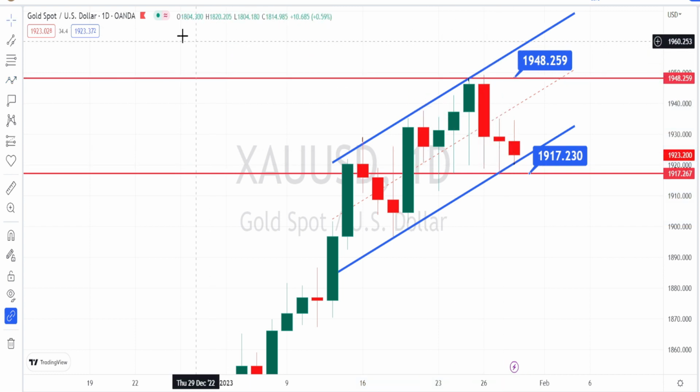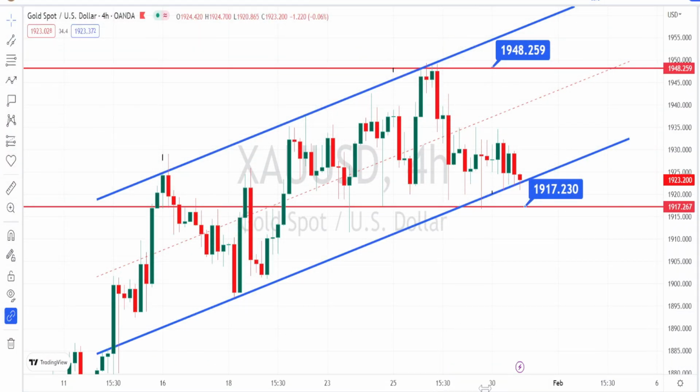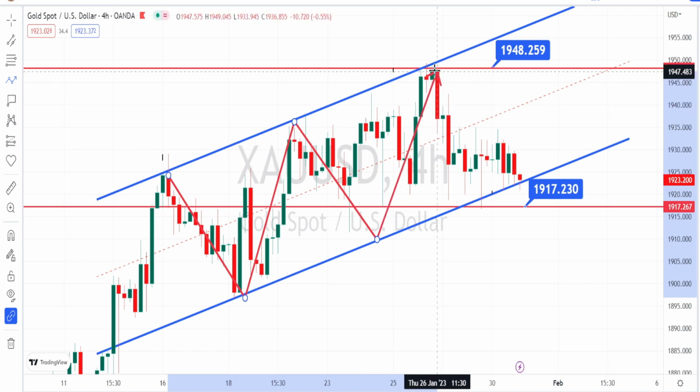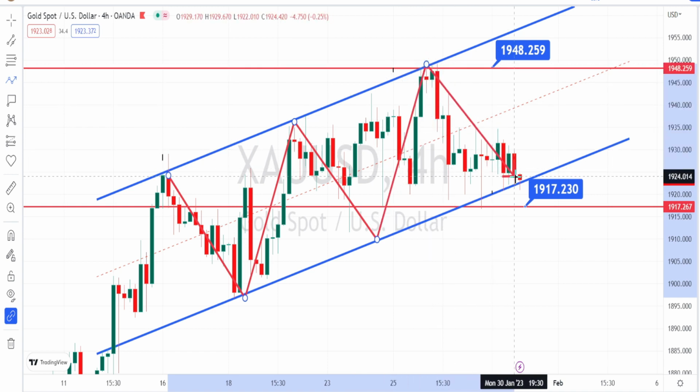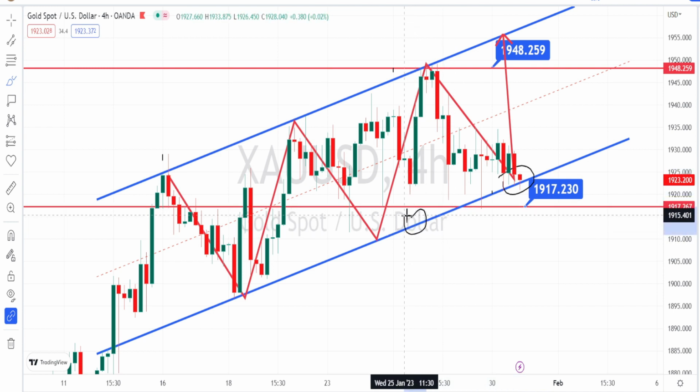Let us look at the price action in 4 hours time frame. I am in 4 hours time frame. In 4 hours time frame also we are noticing the price action to be trading within this bullish channel pattern from the daily time frame, and it is still in a bullish trend as long as it is trading within this bullish channel pattern. Now the price action has taken support on this bullish channel pattern trend line or the support line.